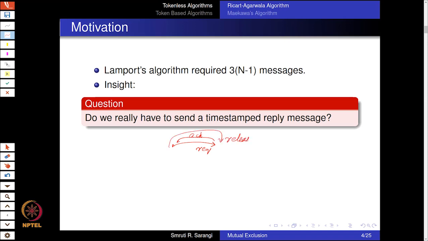So the question is, is a timestamped reply or an acknowledgement necessary, right? So that's the key question. And so the main idea is that instead of these 3 messages that I send to every single node, can I make 3 to 2? Then instead of 3 times n-1 messages, I will have to send 2 times n-1 messages, which is an improvement.